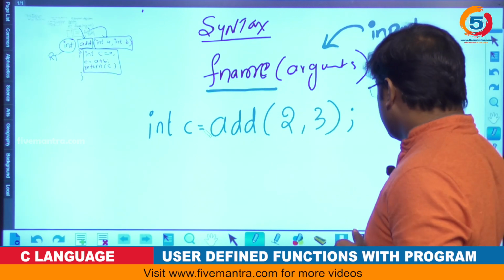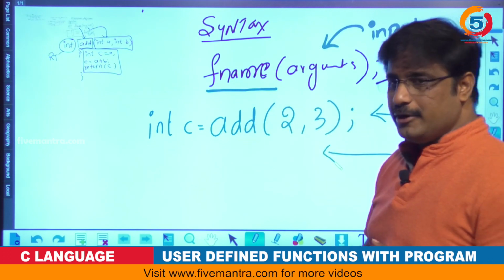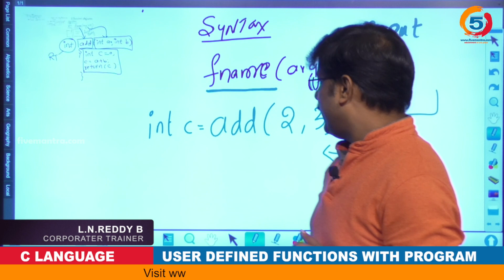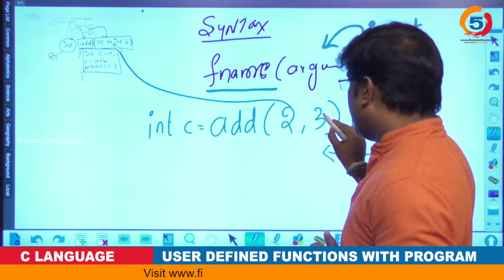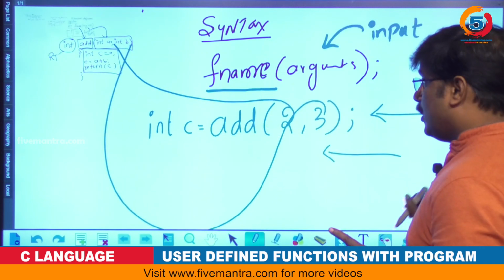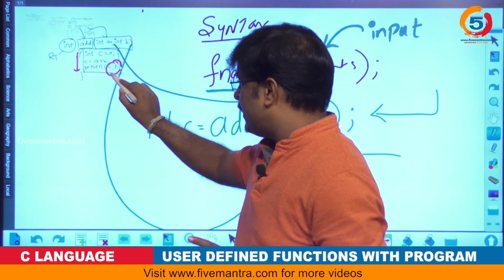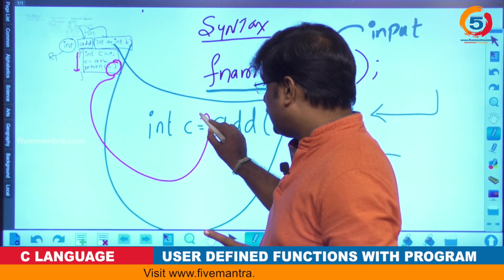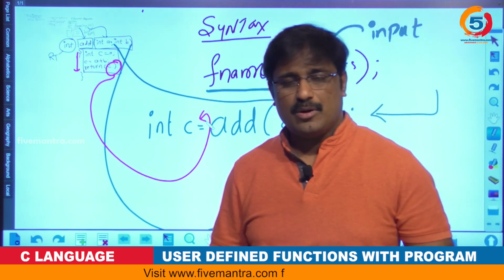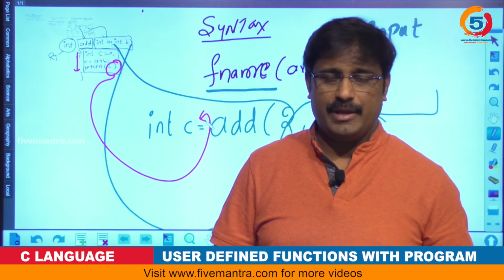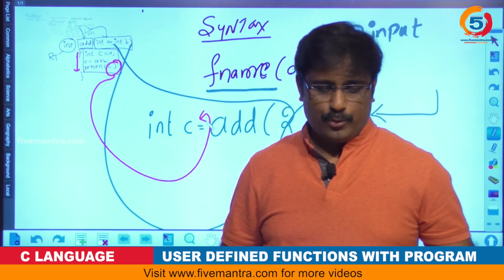What it will do is my function will be executed in this direction. It will take the values: 2 will be copied into a, and 3 will be copied into b. After completion of this task, the c value will be returned and copied into c in the main function. You must call a function from within another function only. You cannot call it independently. That we are going to discuss. So I'll explain this programmatically. See that.